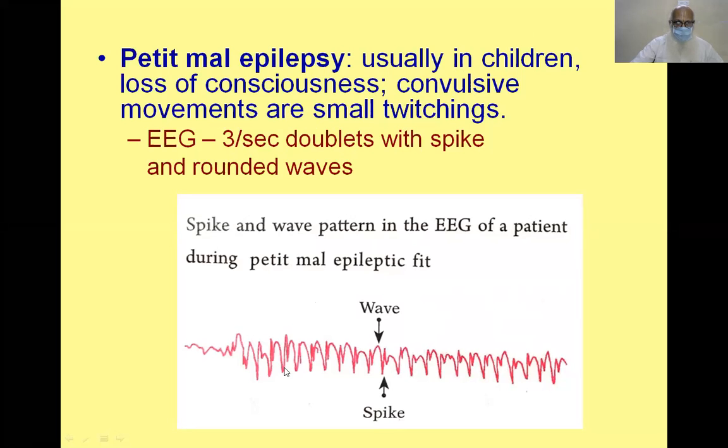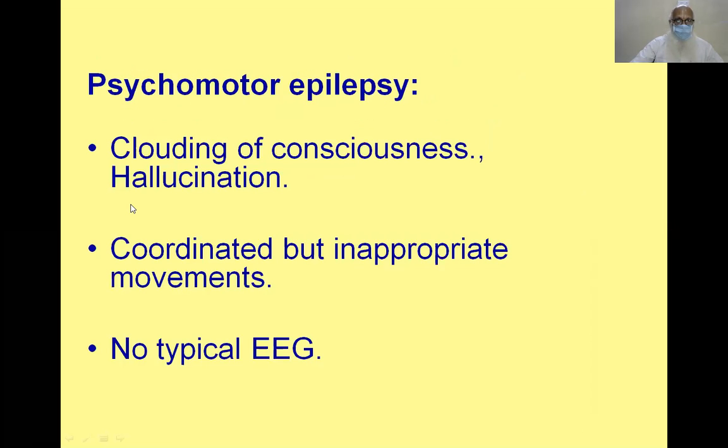What is a doublet? Here you can see there is a peak and then a smoother wave. This is the doublet. And you have a large peak downwards. So you have this kind of doublet, and they are 3 per second rate in the predicted manner. And here children lose consciousness, of course. There can be aura also. Then this is petit mal epilepsy.